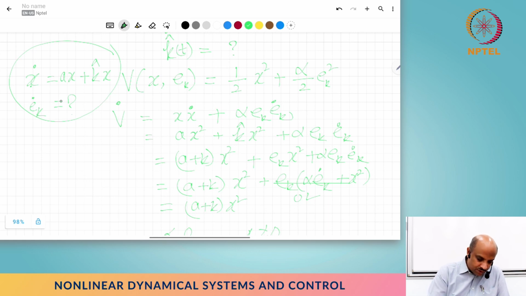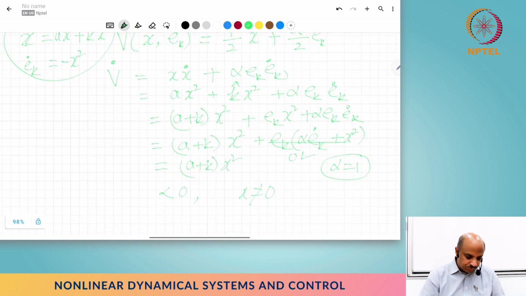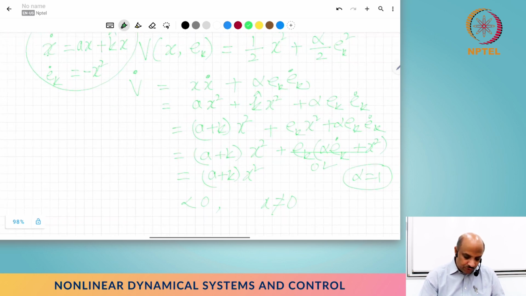So I'm going to replace this question mark. Let's pick alpha equals 1, so I'm going to get minus x squared, right? This system in some sense still has this external input k hat. Again, using the same technique as before, we can show that x goes to 0, right?